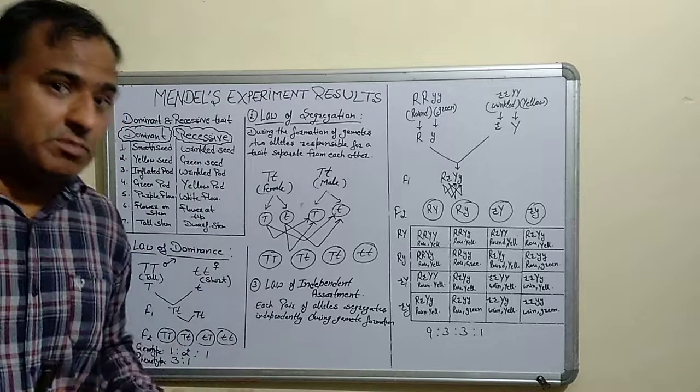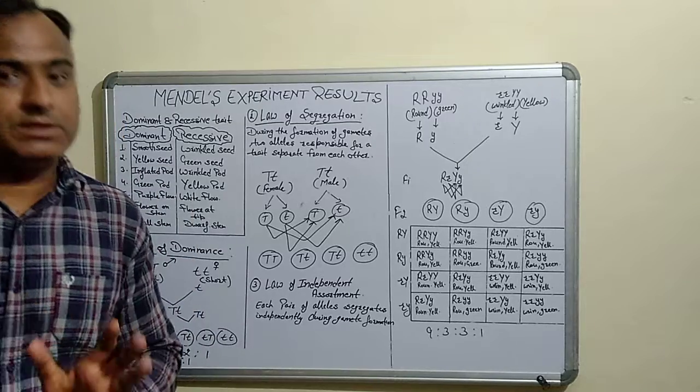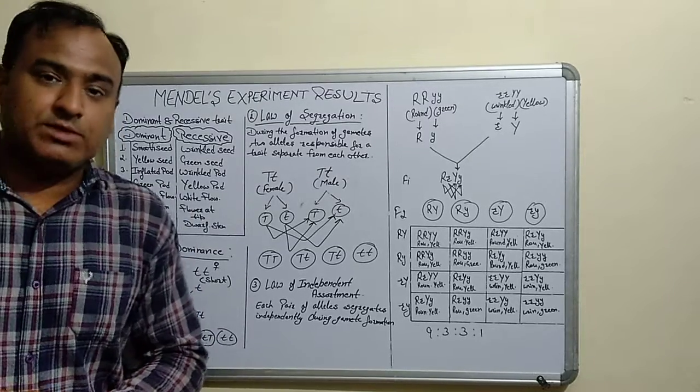But in case of homozygous, because both characters are the same, capital T, only one T participates in the next generation. I hope you understand the concepts.